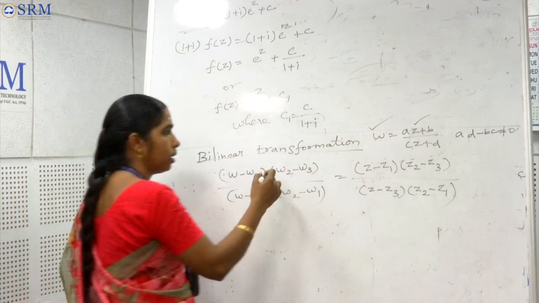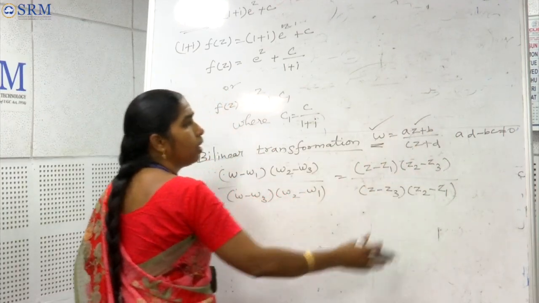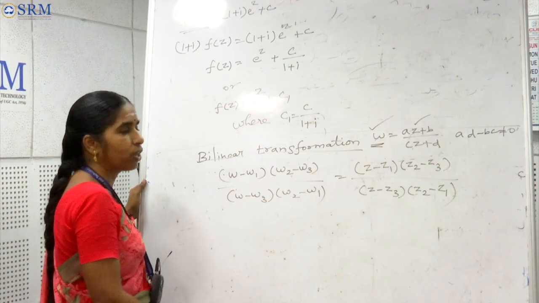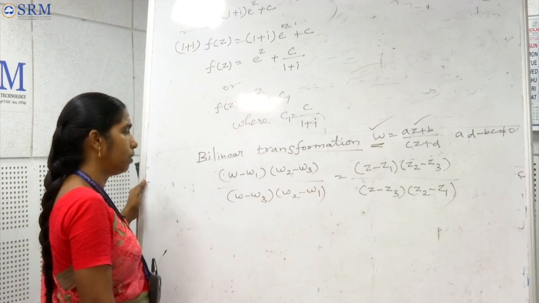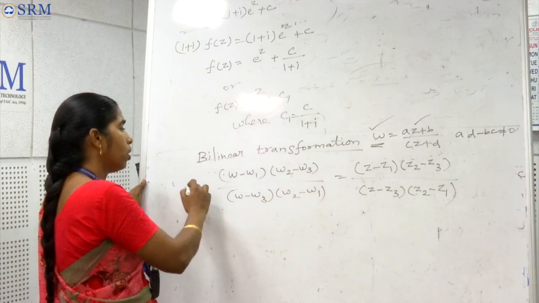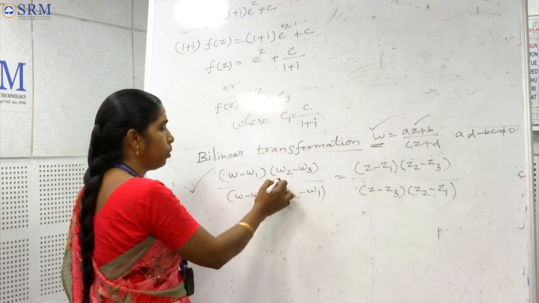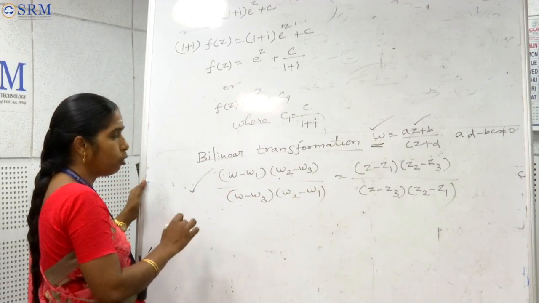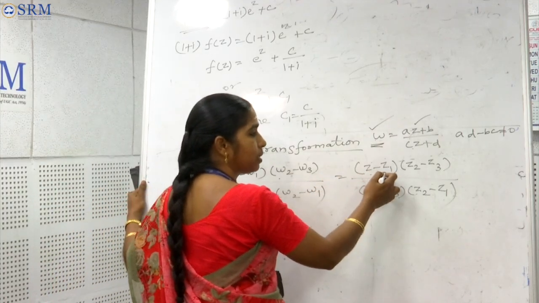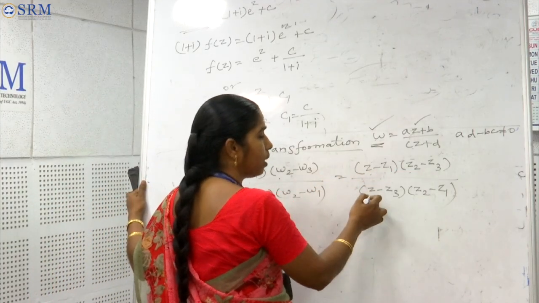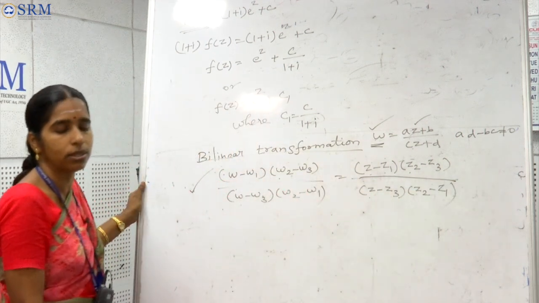So in this section you find the W value, which is W as a function of Z. You collect W on the left side and the Z terms on the right side. Apply the formula: (W minus W1)(W2 minus W3) divided by (W minus W3)(W2 minus W1) is equal to (Z minus Z1)(Z2 minus Z3) divided by (Z minus Z3)(Z2 minus Z1).